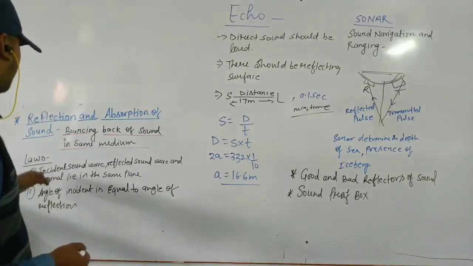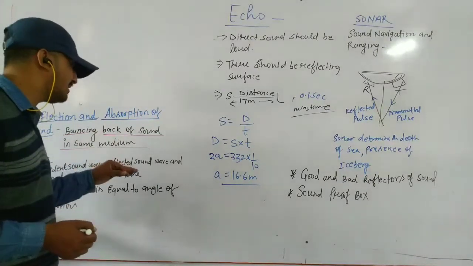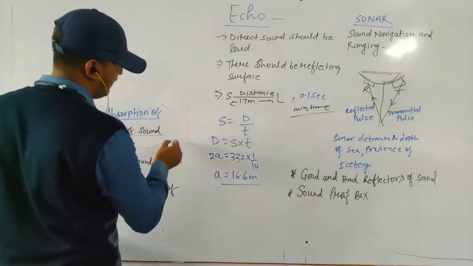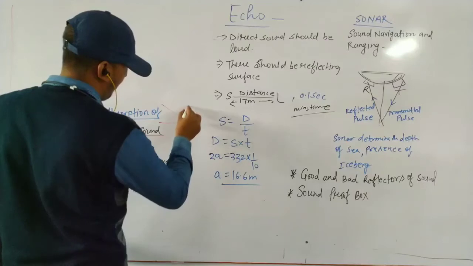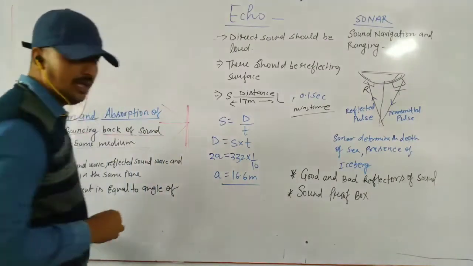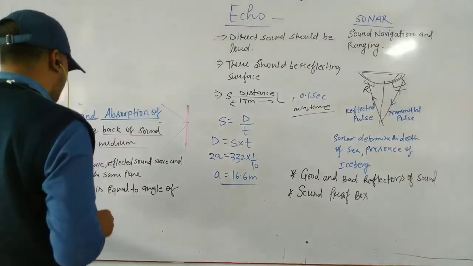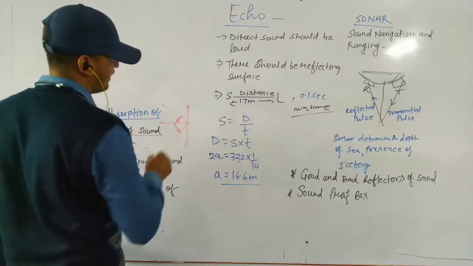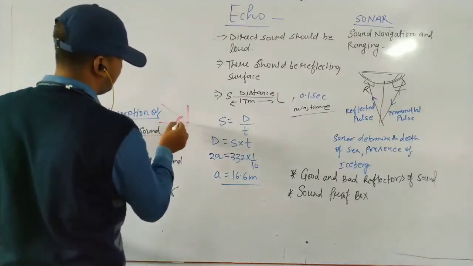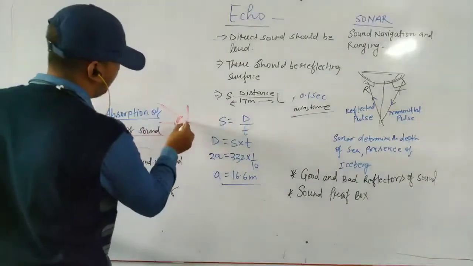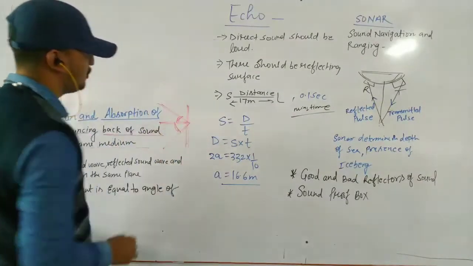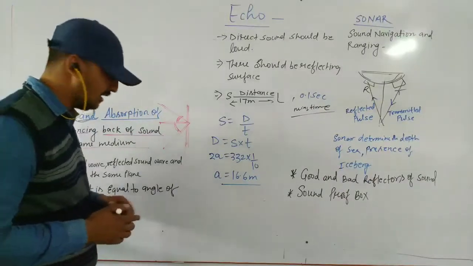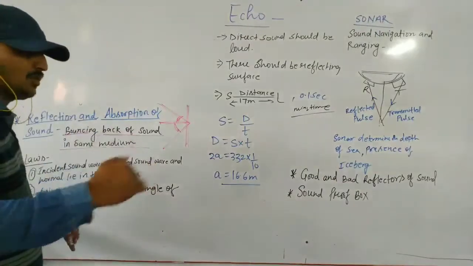There are laws of reflection. Incident sound wave, reflected sound wave, and normal should all be in the same plane. Okay, this is the first law. Second law: angle of incidence is equal to the angle of reflection of sound. The angle of incident sound and angle of reflected sound wave should always be the same. Okay, so this is the reflection and absorption of sound.